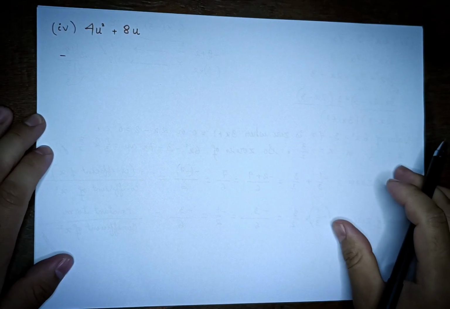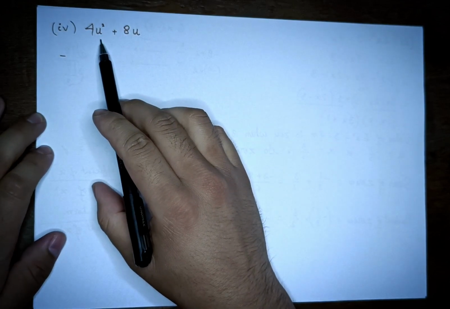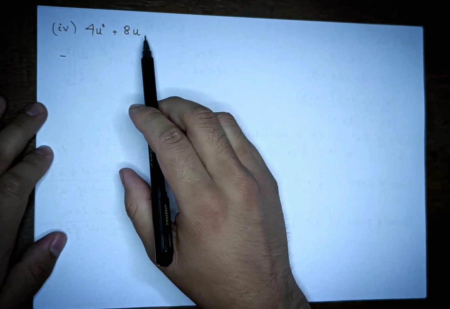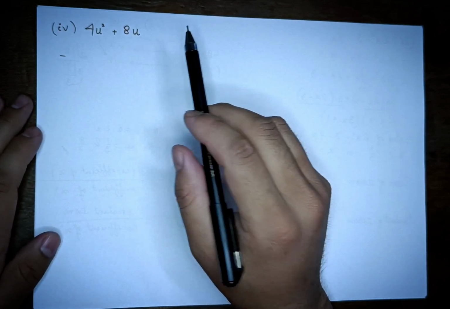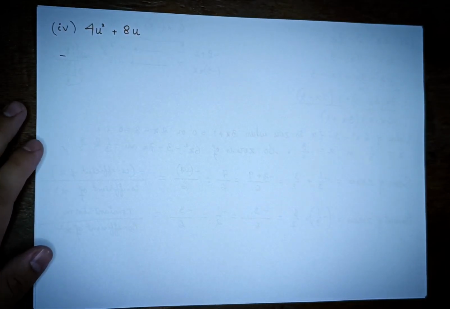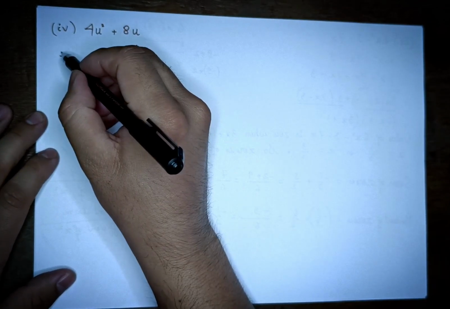Next, let's solve Roman number 4. Here we are given a quadratic polynomial 4u square plus 8u. We are going to find the zeros of this quadratic polynomial and verify the relationship between the zeros and the coefficients. Okay, let's solve it.